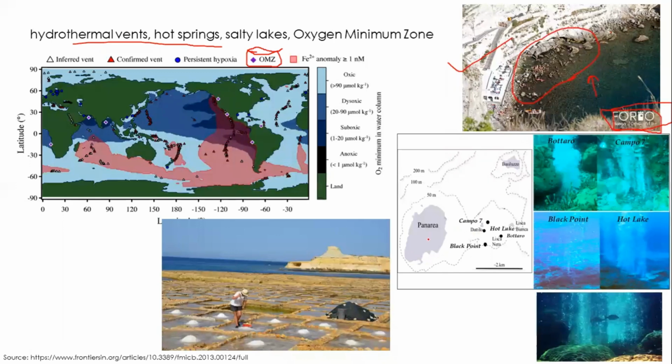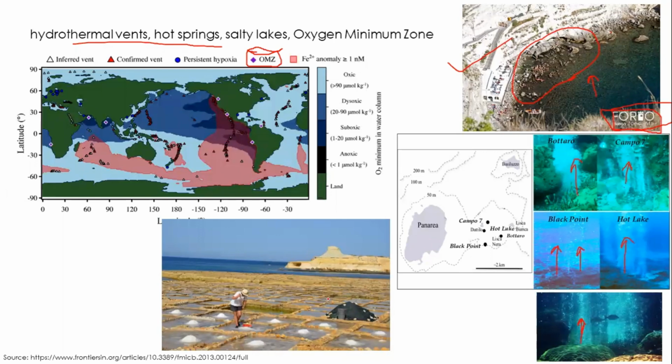Another example is Panarea, again in Italy, where you have several locations where you can see bubbles coming out in the water, and it brings not only sulfur or toxic metals, but also hot water. Okay, so all these locations are shallow hydrothermal vents, making hot springs.